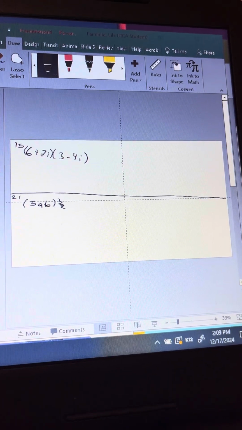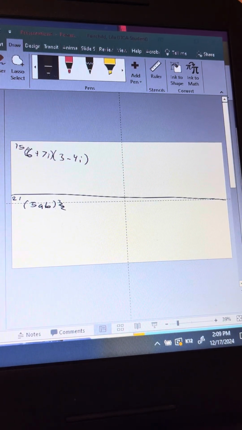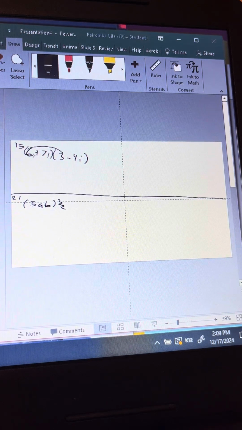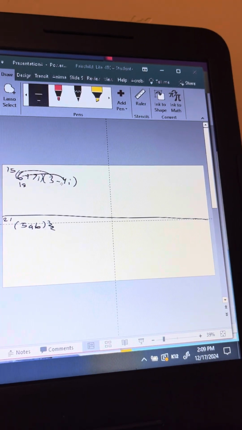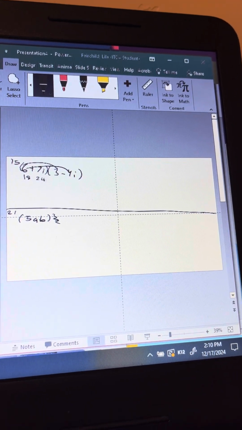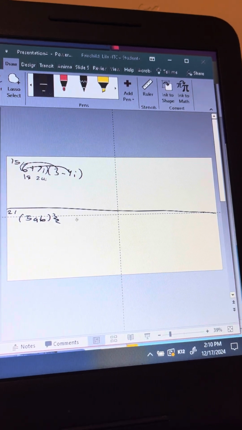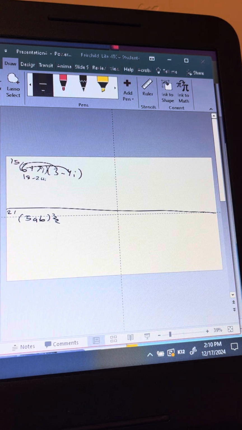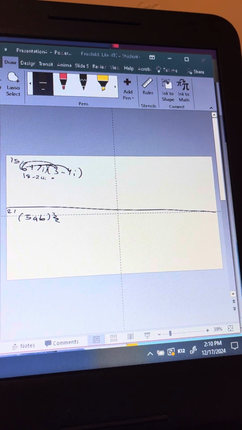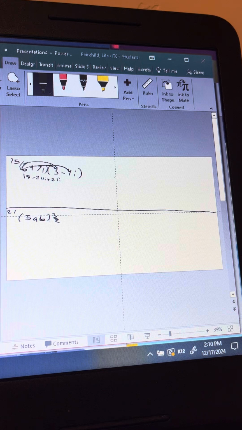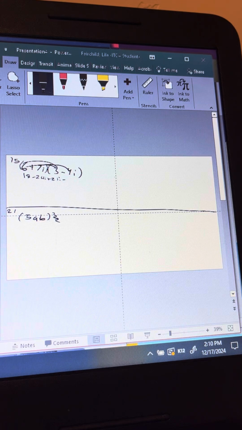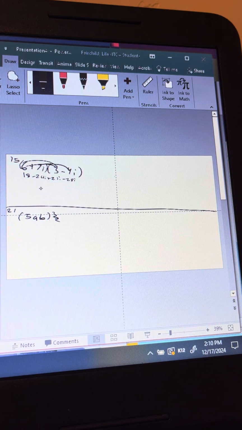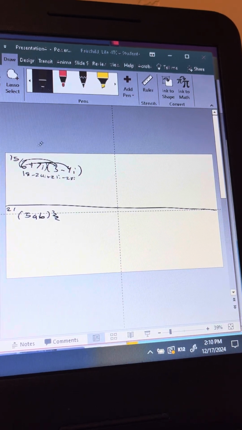Okay, this is how you do this. So for 15, you're going to distribute. 6 and 3 is 18, and then 6 and 4i is 24i, and that's a negative, and then 7i and 3 is 21i, and it's a positive, and then 7i and negative 4 is negative 28i.